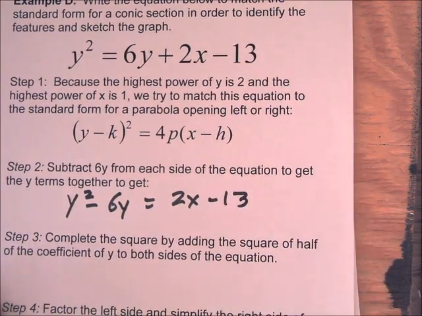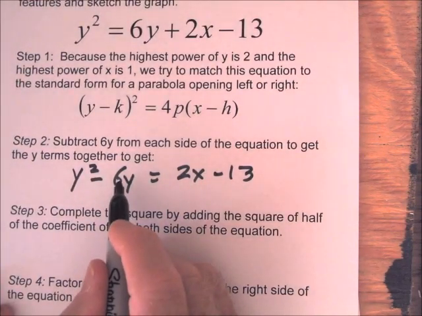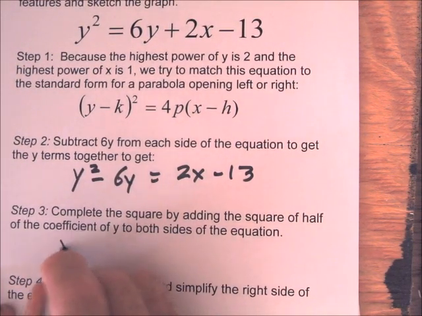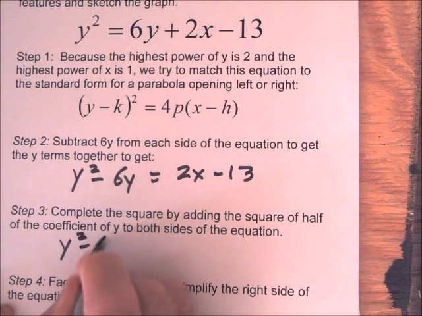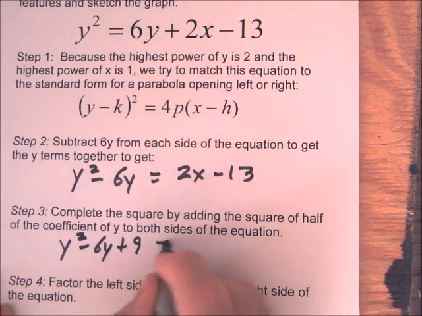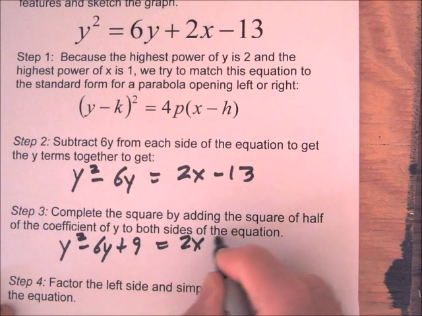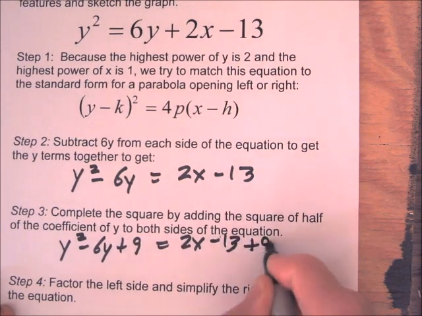And then we want to complete the square. So half of 6 is 3, 3 squared is 9. So we make this a perfect square by adding 9. And then if we add 9 to the left side of the equal sign, we have to add 9 to the right side. Okay.